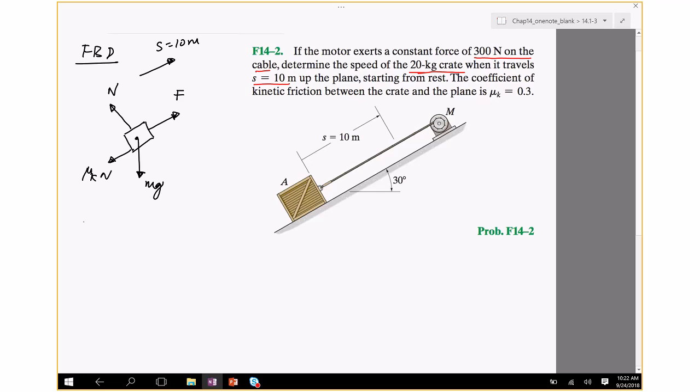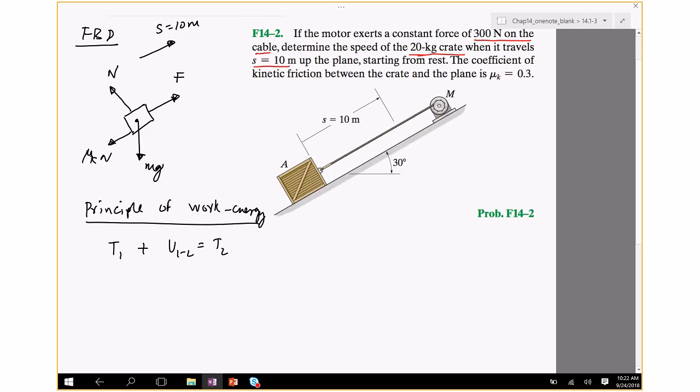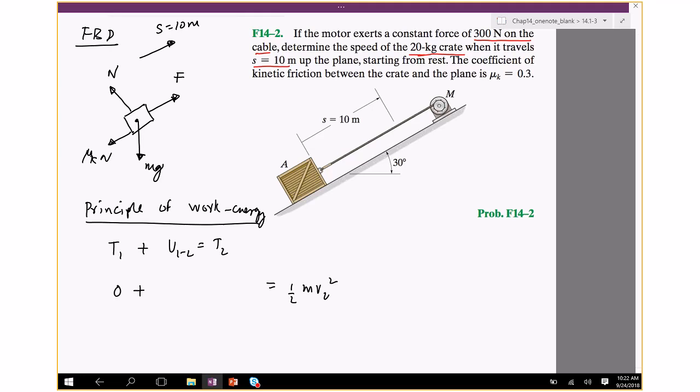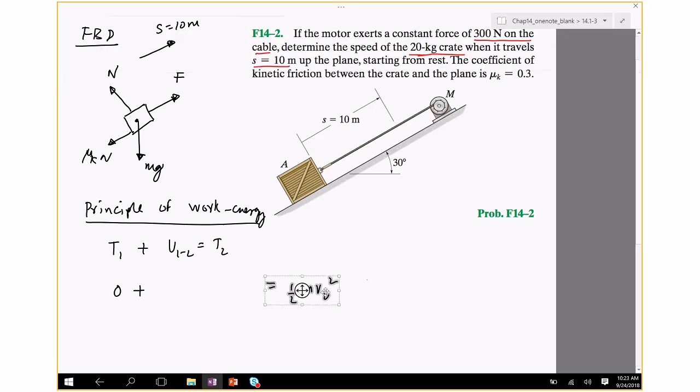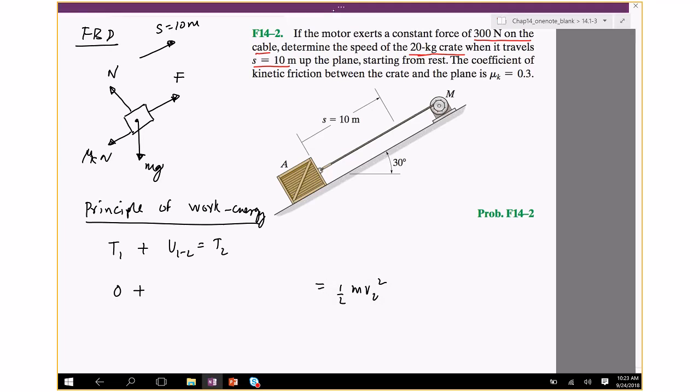So principle of work energy, T1 plus U12 equals T2. Initial kinetic energy is 0. The final kinetic energy is half m v2 squared. Okay, so I just want you to fill this part up.